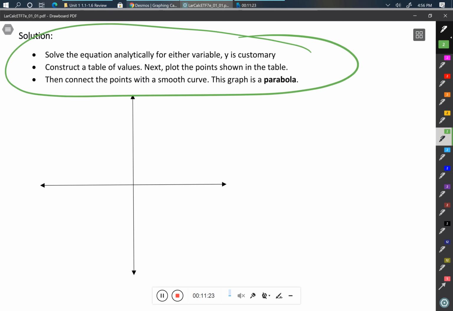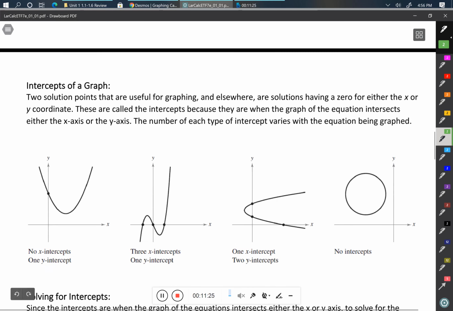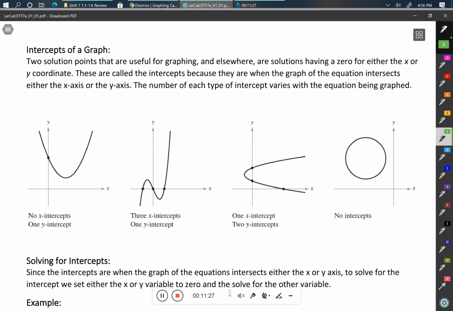So my job is to be able to graph an equation. Now, once I have an equation graph, then I want to start talking about the important features or the important aspects of that graph. One of the things that we are constantly asking for is the intercepts of a graph. Okay, so solution points that are useful for graphing and elsewhere are solutions having 0 for either the x or the y coordinate. Right? These are called the intercepts because they are when the graph of the equation intersects either the x-axis or the y-axis. The number of each type of intercept varies with the equation being graphed.